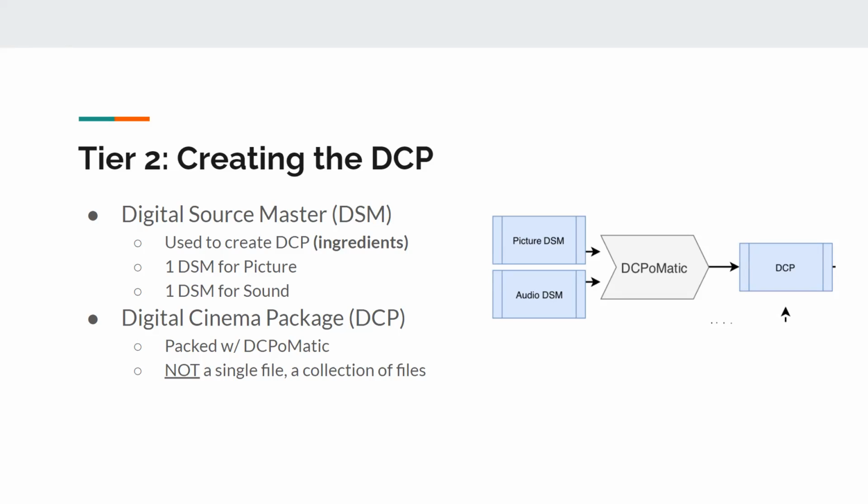So we use a program called DCP-O-Matic that actually packages the DCP for you. You take both your picture DSM and your audio DSM, and then you upload them to DCP-O-Matic, and it actually just does all the work for you and packages it into a folder, a collection of files called a DCP.